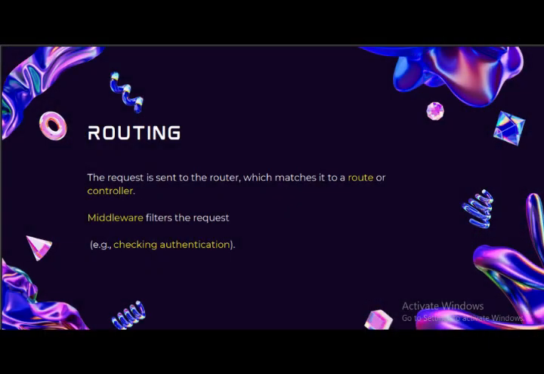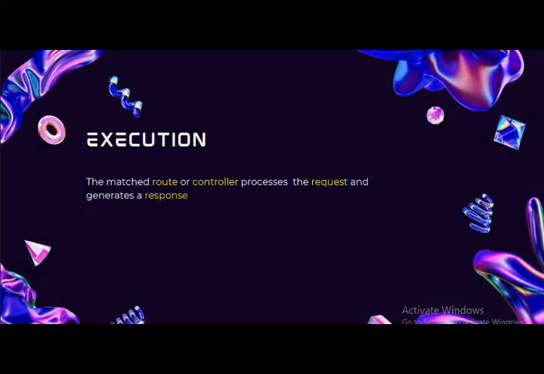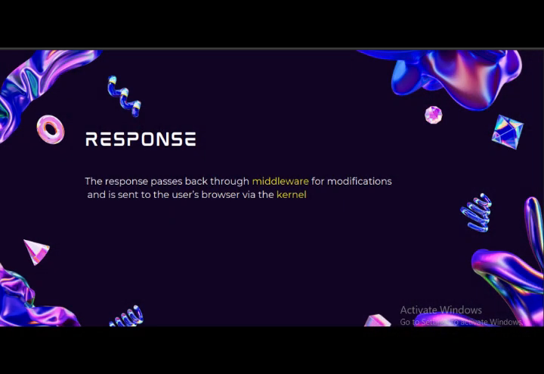Routing. The request is sent to the router, which matches it to a route or controller. Middleware filters the request, e.g., checking authentication. Execution. The matched route or controller processes the request and generates a response. Response. The response passes back through middleware for modifications and is sent to the user's browser via the kernel.